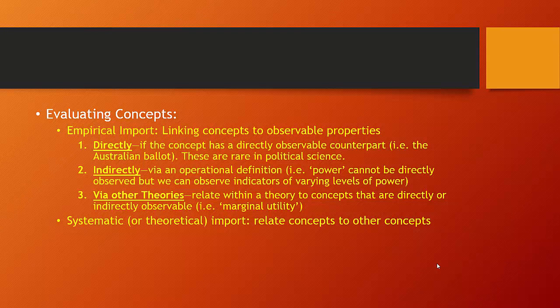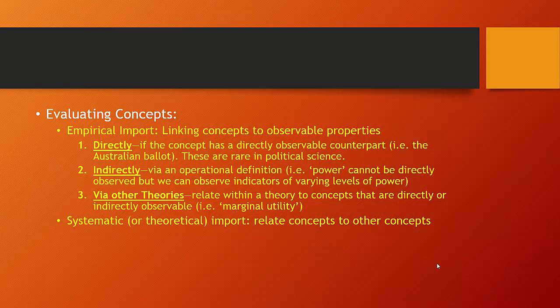Concepts can be linked to observable properties in three ways. Directly, if the concept has a directly observable counterpart, for example, the Australian ballot. Does a country have a secret ballot system or not? Now, these tend to be fairly rare in political science. Less rare and far more common is indirectly via our operational definition, or how we've defined our concept.